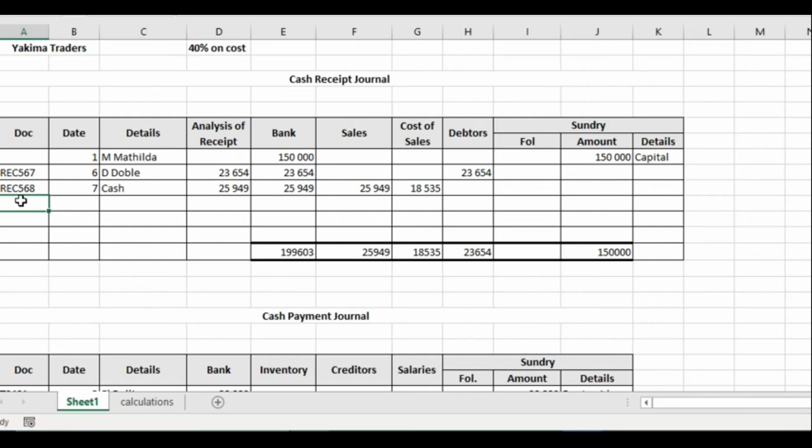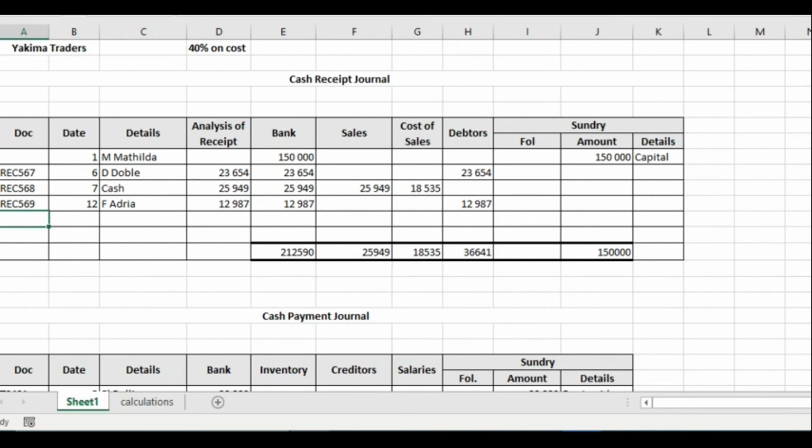Then in order to do the transaction, we're going to start off with our doc number, which is REC 569. And then our details here will be F. Adria. Look at where I wrote the details. Then there should be day number 12. Then our analysis of receipt is 12,987. In our bank we got 12,987, and this is a debtor, 12,987.